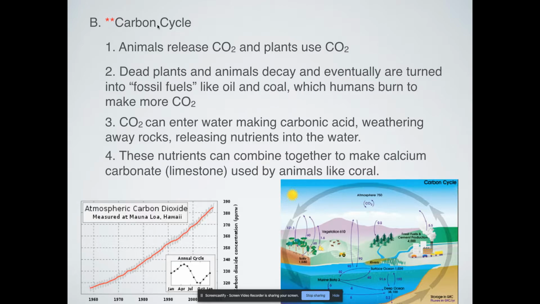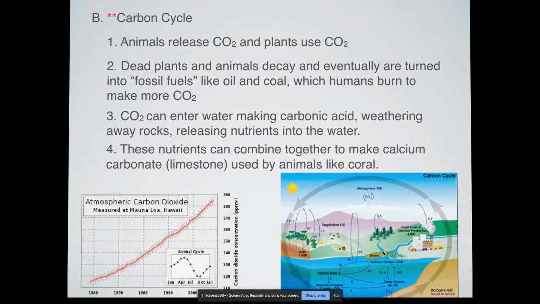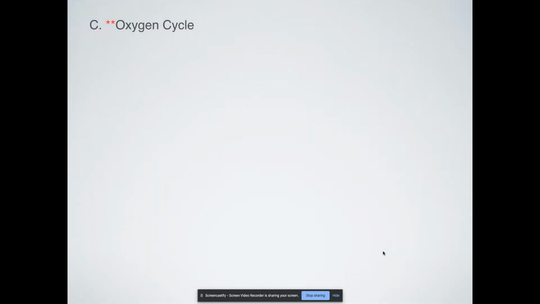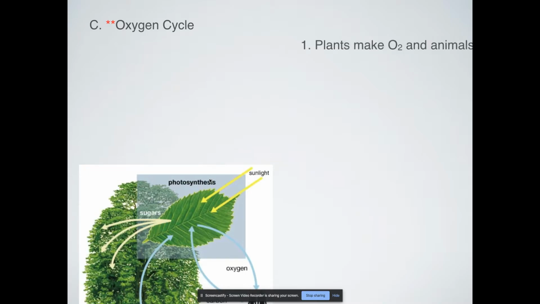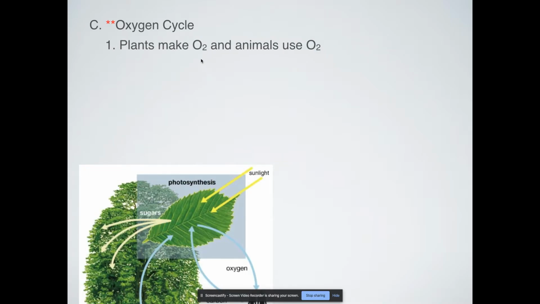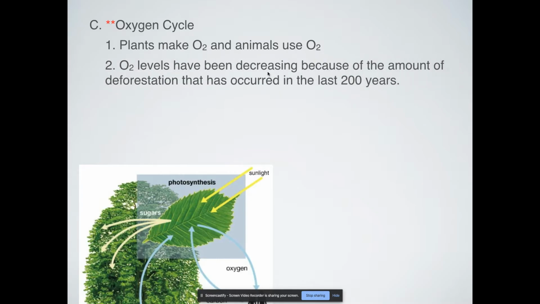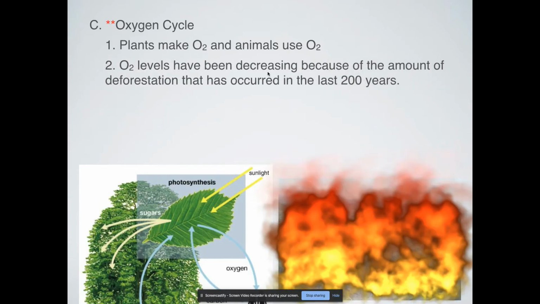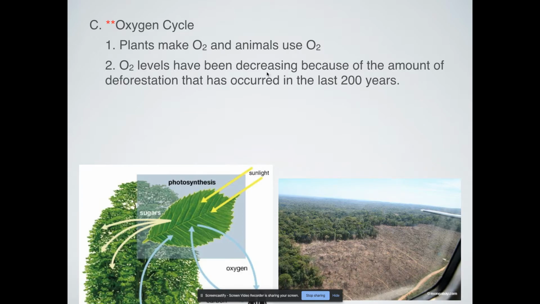So again, just a brief look at the carbon cycle, which is totally more complicated in this picture, but this is just a couple of facts about it. Now, what about the oxygen cycle? The oxygen cycle is like the opposite. Plants make oxygen, we use oxygen. O2 levels have been going down, obviously. That makes sense: if CO2 levels have been going up, then O2 levels have probably been going down.